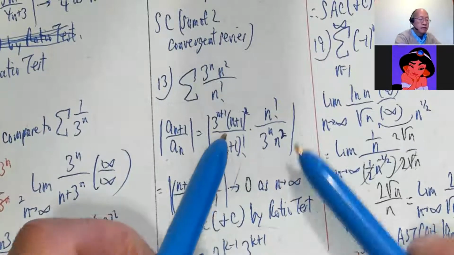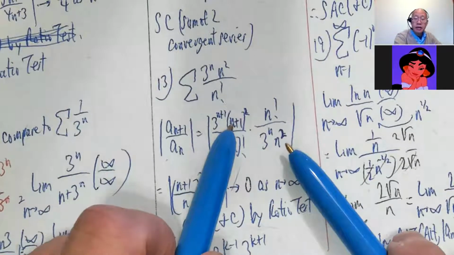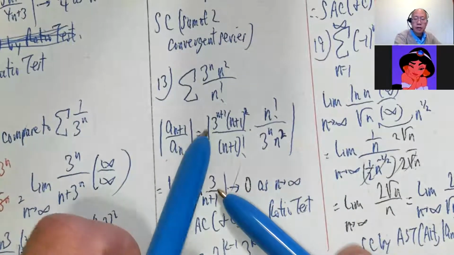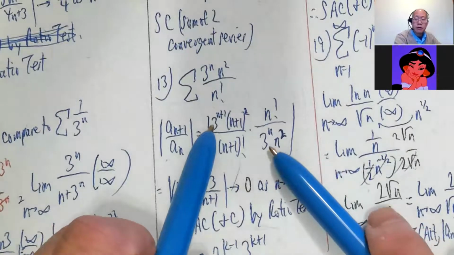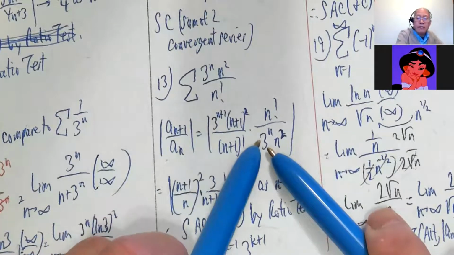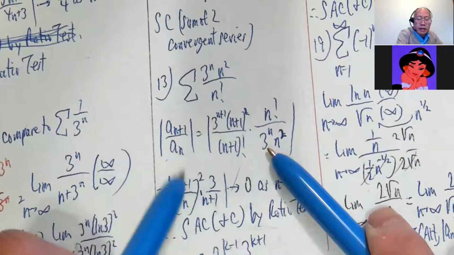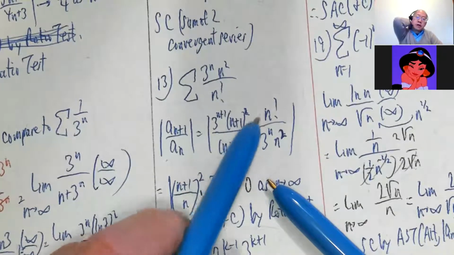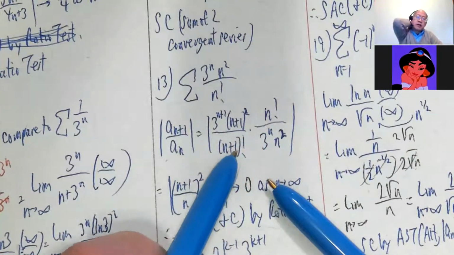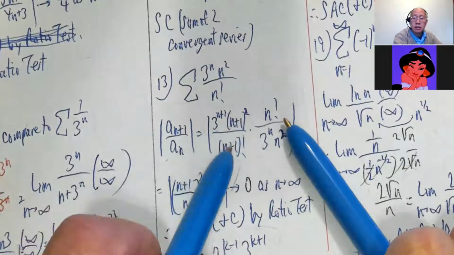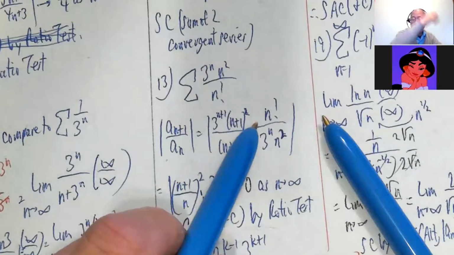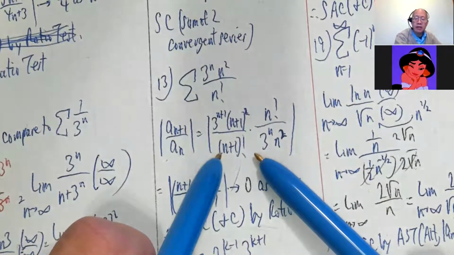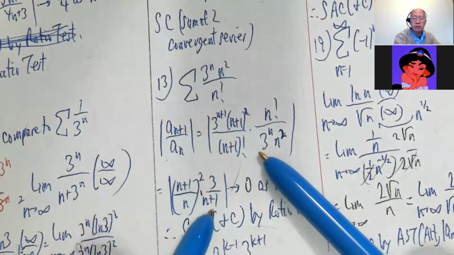And then I combine like items, n plus 1 squared over n squared. I write it like this, n plus 1 over n squared. What do I have for the 3 stuff? 3 to the n plus 1 divided by 3 to the n is 3. And then what do I have for the factorial stuff? N factorial, n plus 1 factorial. This means 1 times 2 times dot dot dot times n. 1 times 2 times dot dot dot times n plus 1. So everything will cancel out except an n plus 1 in the bottom.